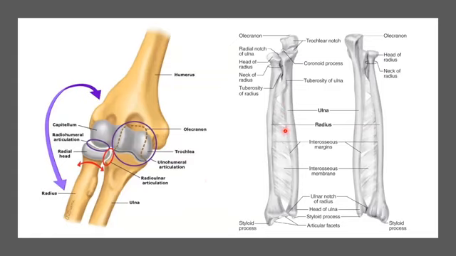Another structure that helps stabilize these bones as we engage in forearm supination and pronation is this structure here that spans the shafts of our ulna and our radius. This is the interosseous membrane. So along with that annular ligament, we also have this interosseous membrane that essentially holds these bones together as we engage in our forearm pronation and supination action.